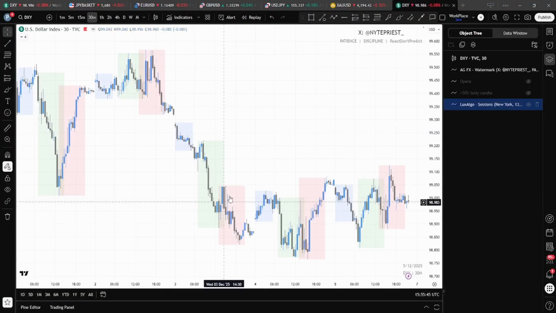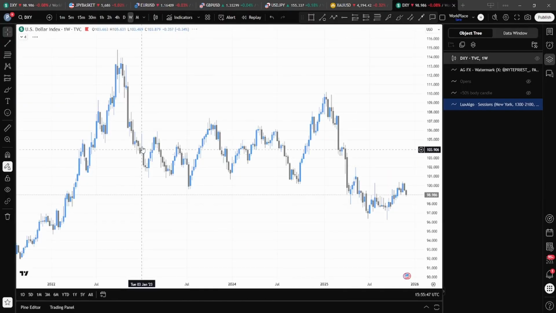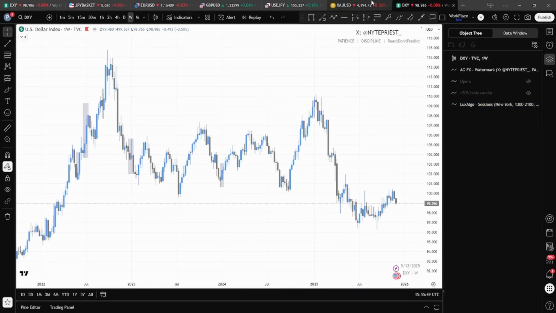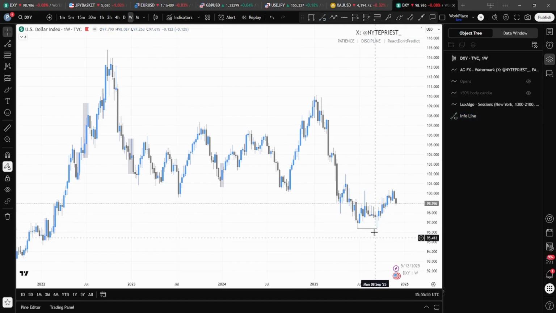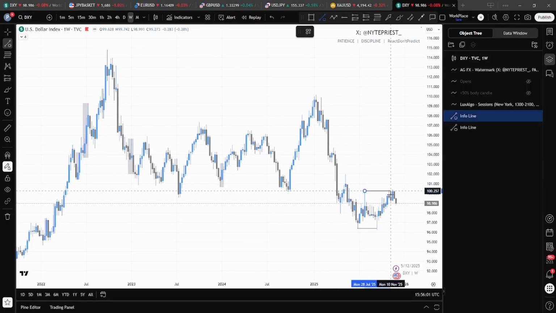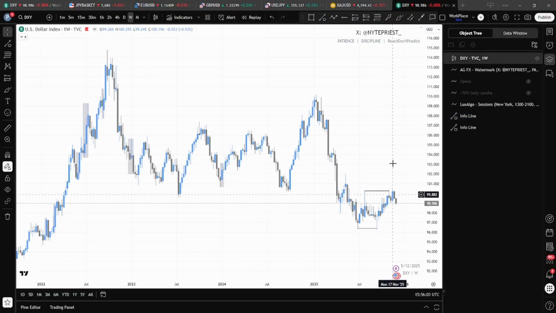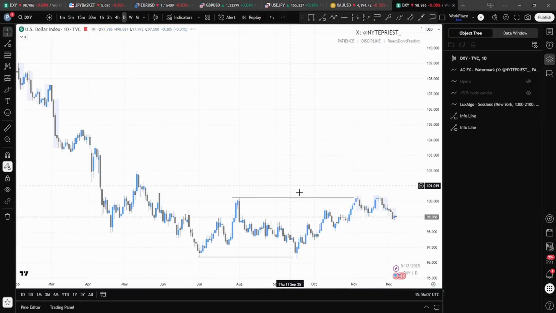So for the DXY, let's start with the weekly time frame. So on the weekly time frame, we have this here. So we wicked below the low, and then we wicked above the high too. Okay. So let's go to the daily time frame. We can have a structure here.